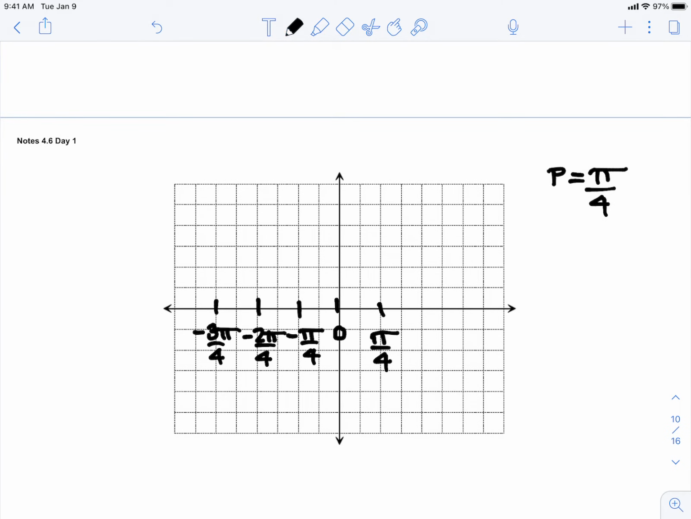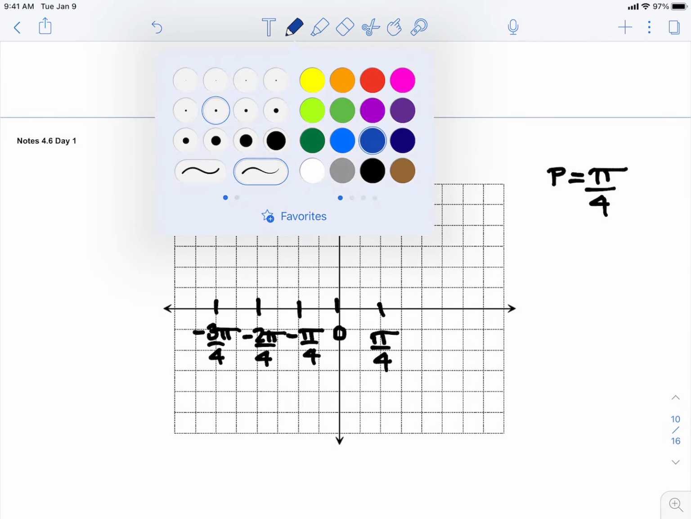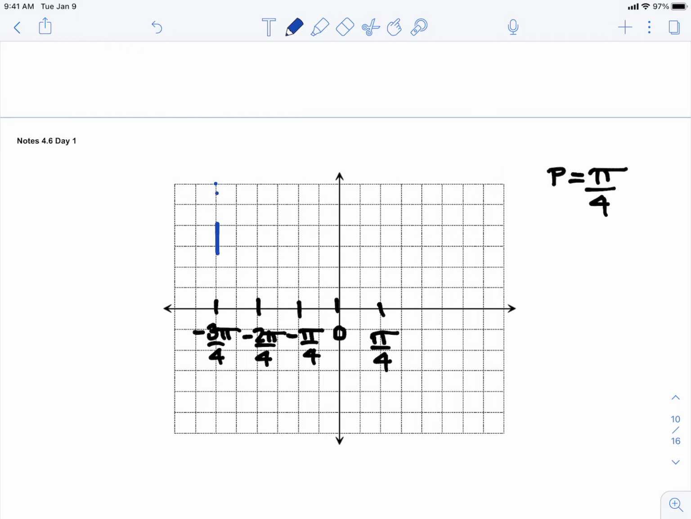All right. The asymptotes are at negative 3 pi over 4. So write that as an equation. And pi over 4.